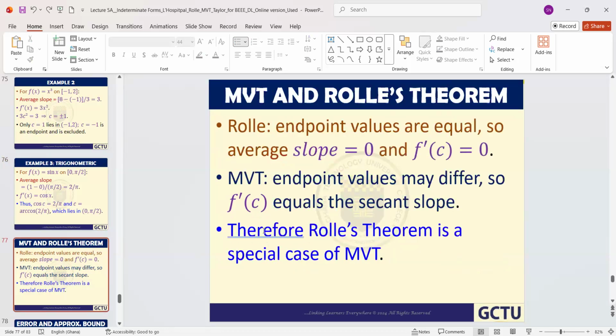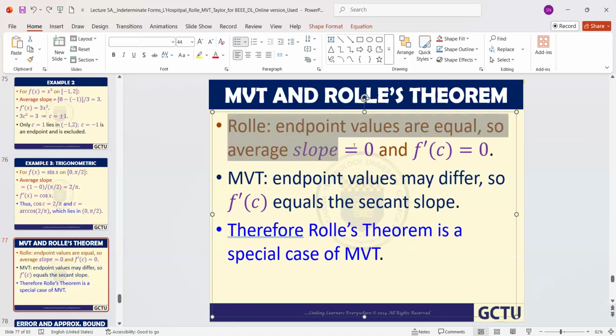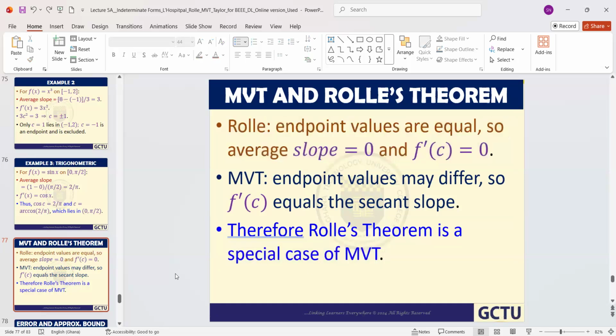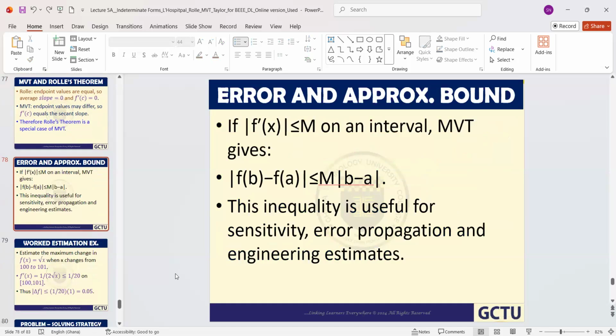So in summary, for Rolle's theorem, the endpoint values are equal, so the average slope will always be zero, and then you are able to evaluate that value c. For the mean value theorem, endpoint values may differ, so f prime of c is equal to the secant, or the line of the slope. Therefore, Rolle's theorem is a special case of the mean value theorem, like we said in the previous slide.